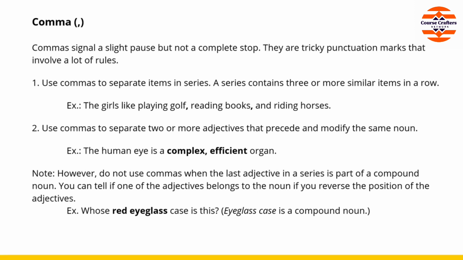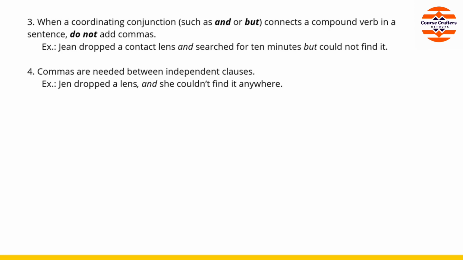You can tell if one of the adjectives belongs to the noun if you reverse the position of the adjectives. So here, for example, we have a sentence: whose red eyeglasses case is this? As you see, eyeglass case is a compound noun. And that's why we do not use any commas in this case. So here we are going to discuss an exception, when not to use commas even though we have some conjunctions. For example, when a coordinating conjunction such as 'and' or 'but', you guys remember your FANBOYS, connects a compound verb in a sentence, in that case you do not add commas.